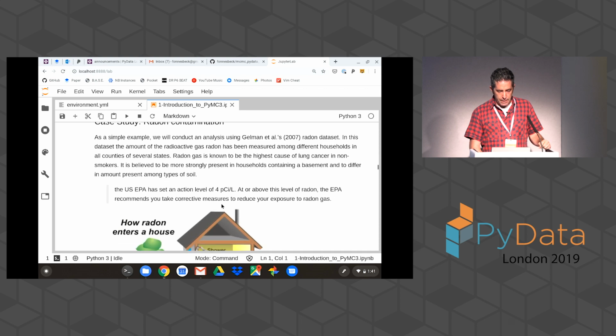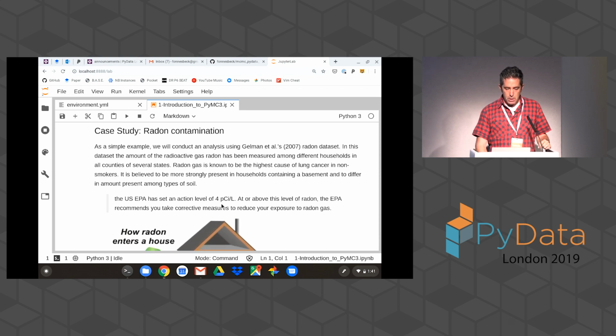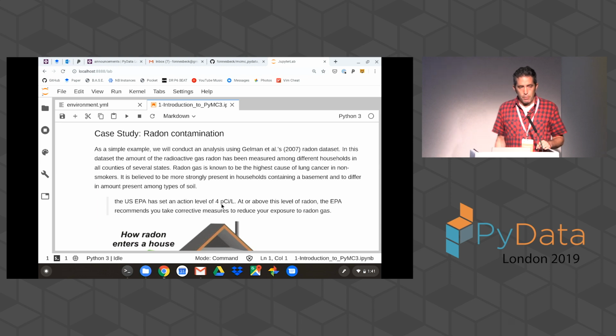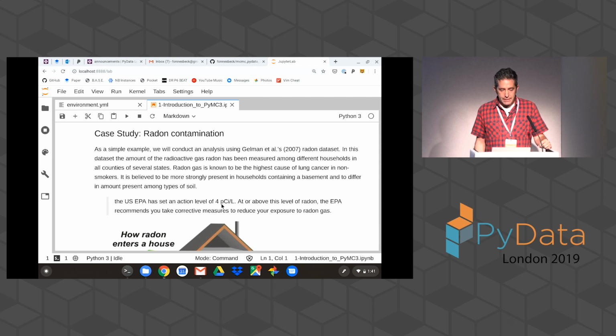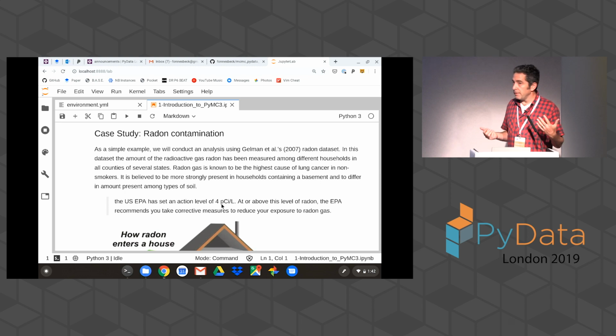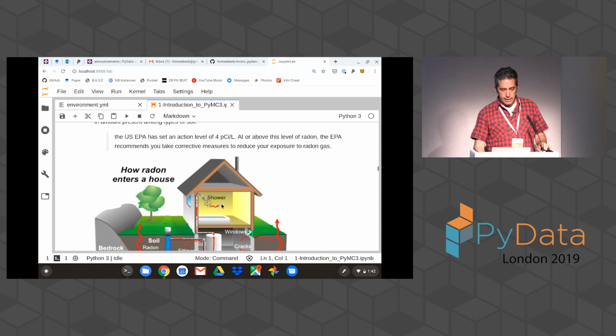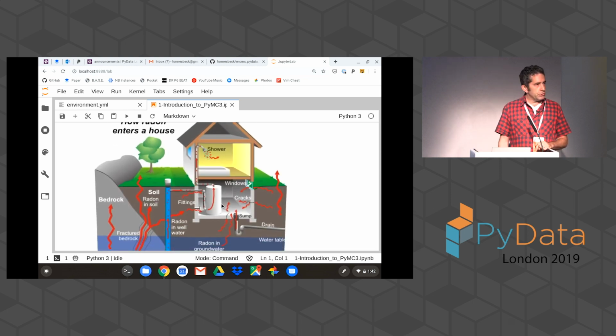Okay. And the case study I'm going to use here is an example that pops up a couple different times in Andrew Gelman's books. This is a radon contamination study. This is some data collected by the United States Environmental Protection Agency. And they go around measuring radon in different places. Radon is the number one cause of non-smoking related lung cancer, and it kind of seeps into your house through the ground, depending on where you live.